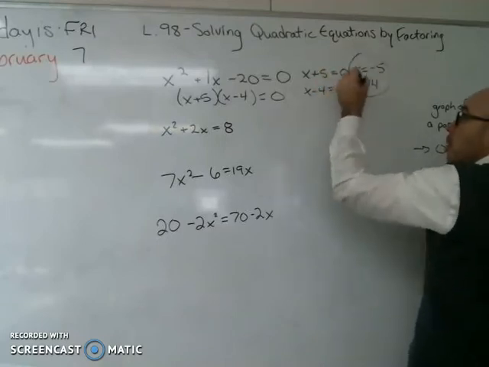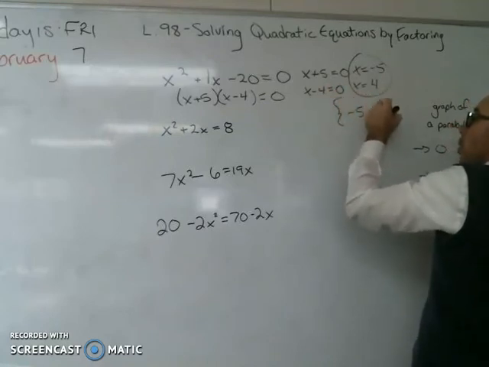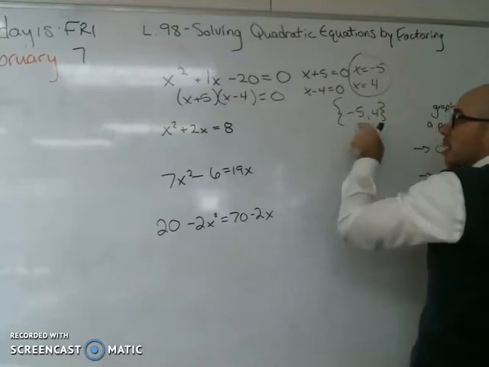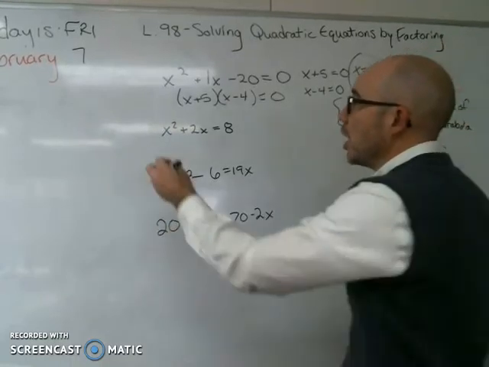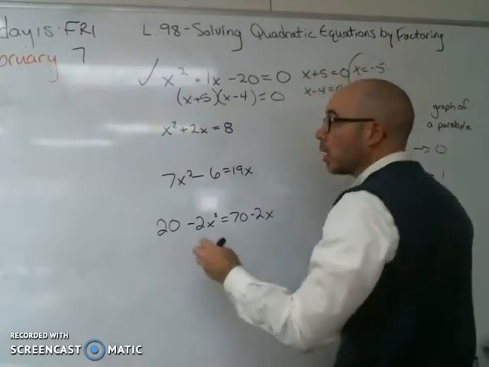Those are our answers. We can write it like that, or we can draw them in brackets. Either order: 4, -5 or -5, 4. It's just listing out the answers. Check. That's done. This one needs to be arranged a little bit first.